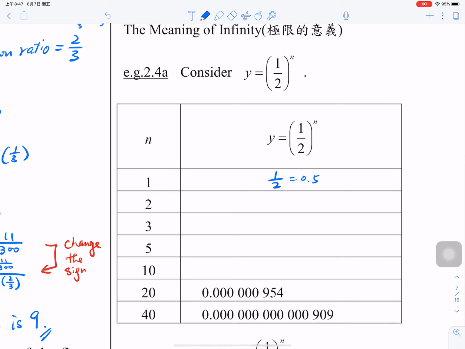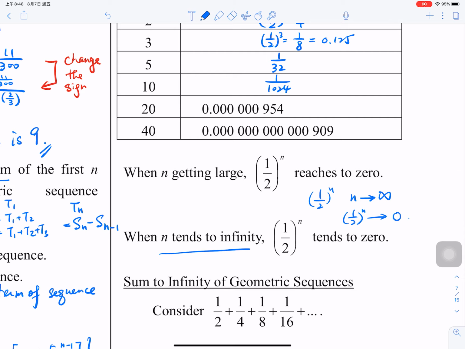And you found that when n gets larger, this one reaches 0. Sometimes you see it written like this: when n gets greater, so when n tends to infinity, then this one tends to 0. For "tends to", we use this symbol. That means it becomes nearly equal to 0.